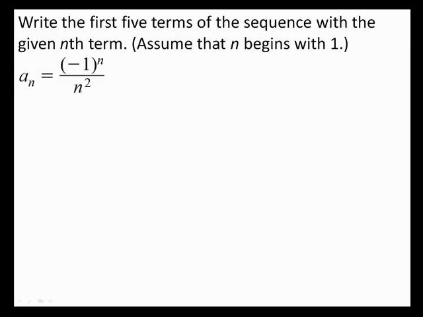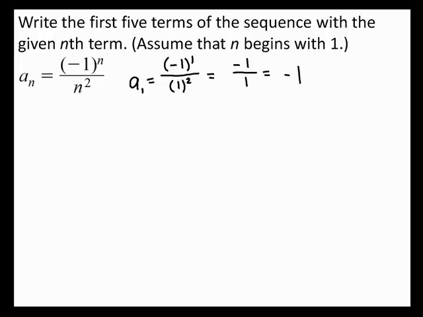Write the first 5 terms of the sequence with the given nth term. Assume that n begins with 1. a sub n is equal to (-1)^n divided by n squared. Substitute 1 in for n. Simplify (-1)^1 and 1 squared. Simplify -1 divided by 1. You find that a sub 1 is equal to -1.